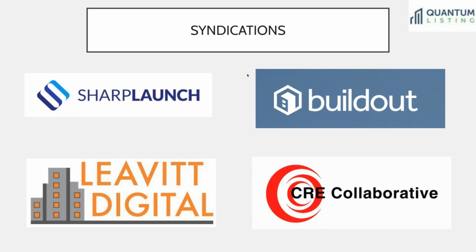Sharp Launch, I believe, is sharplaunch.com. Buildout.com. Levitt Digital is ldcre.com, and CRE Collaborative is creco.ai. We'll have a couple of new things coming down the pike pretty soon that we're pretty excited about, but I don't want to get too far ahead of myself.